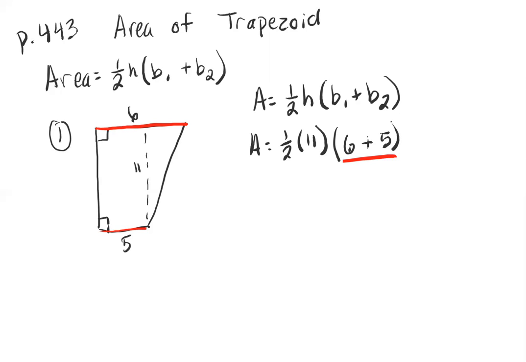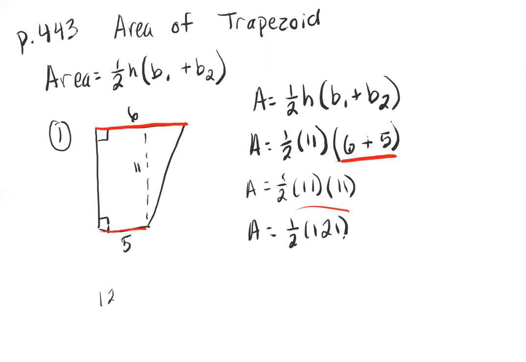Following order of operations, we would add 6 plus 5 first. So I've still got 1/2 times 11 times 6 plus 5 also gets me 11. All right, so let's do that 11 times 11 first because I know that's 121. So now I want 1/2 of 121. So I'm going to divide 121 divided by 2.